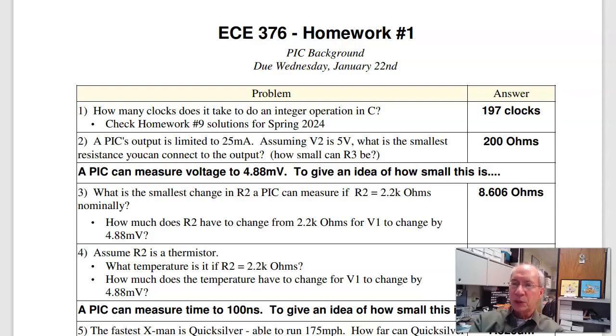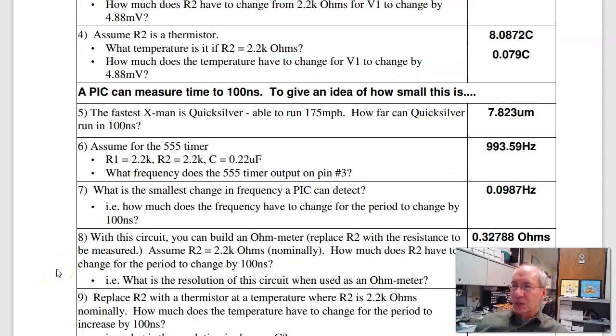Here are our solutions to homework set number 1 for ECE 376. This homework is really just a background on the PIC processor. What are the capabilities of a PIC? How much current can it drive? You can measure voltage to 4.88 millivolts. What does that mean? You can measure time to 100 nanoseconds. What does that mean? So the first page is just kind of a summary.